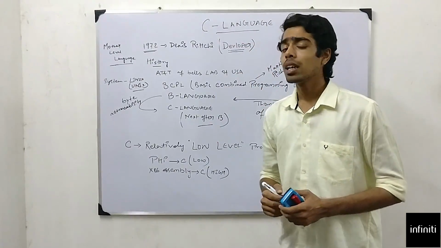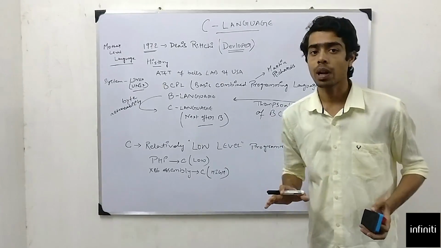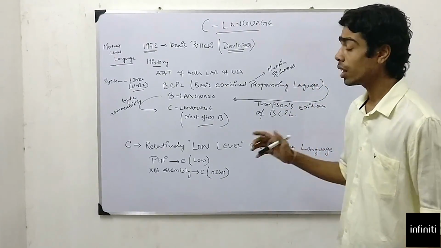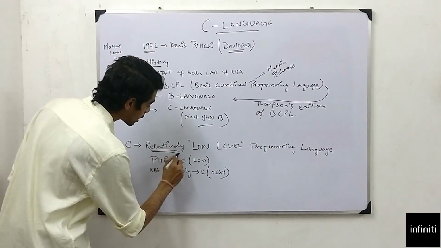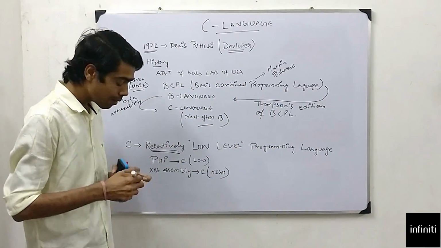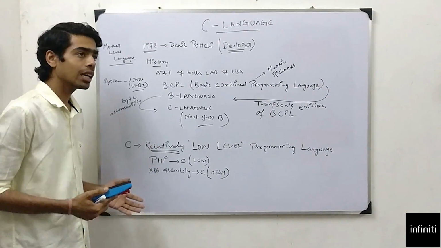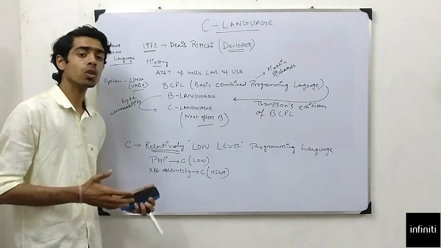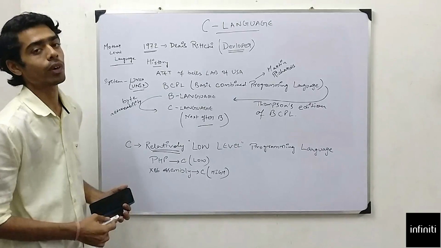C is the mother level programming language, which means that C is the mother of all programming languages. C is basically a low level programming language. It is relatively a low level programming language. So what does the term relatively mean? Relatively means that according to new programming languages, it is low, but according to the programming languages which were developed before C, it is high. So C is a relatively low level programming language.